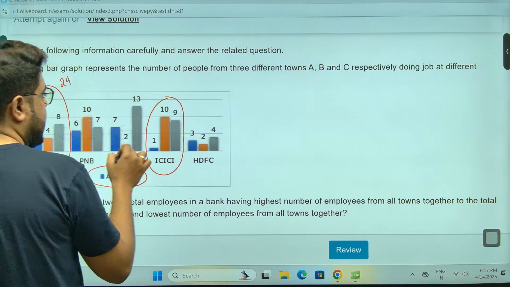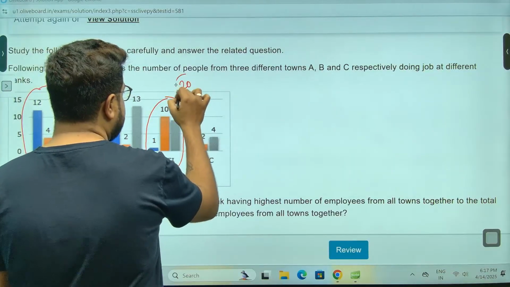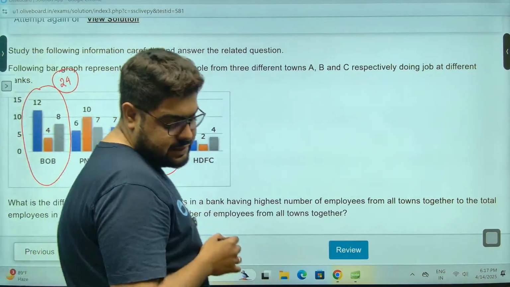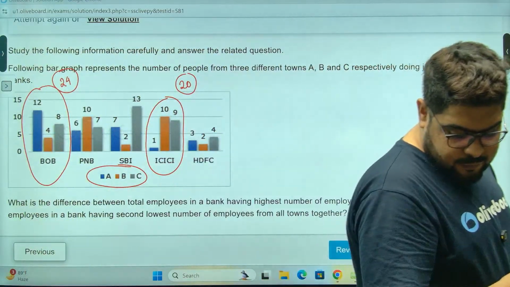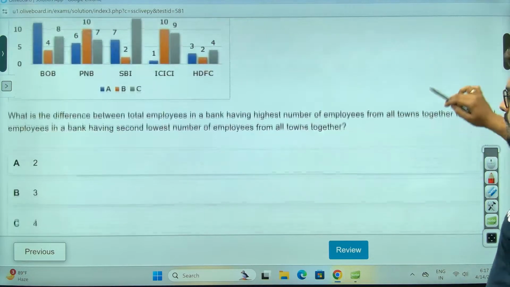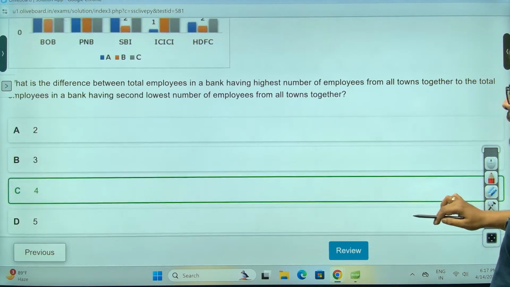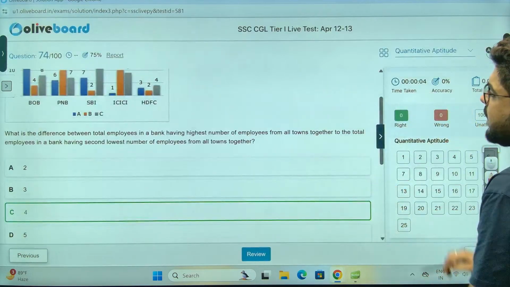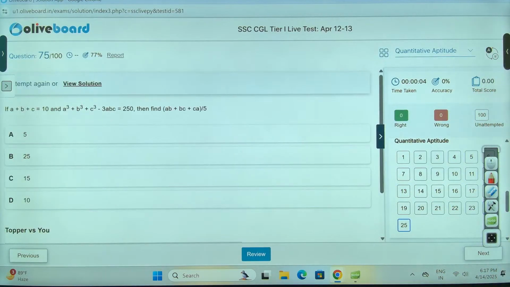24 का है and 20 का है. 4 is the answer, sir. My mistake. It was my mistake. मैंने देखा नहीं, मैंने क्वेश्चन पढ़ा नहीं एक्चुअली.